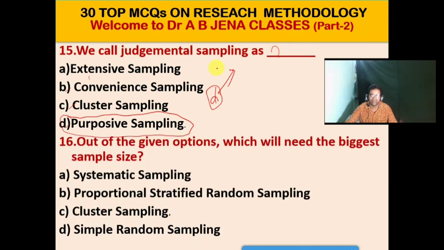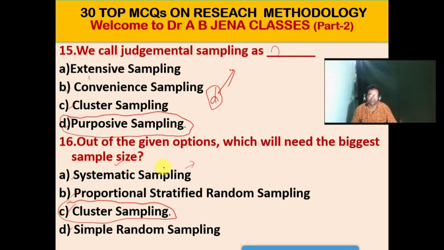So next one MCQ, out of the given options, which will need the biggest sample size? A, it's systematic sampling, B, it's proportional stratified random sampling, C, it's cluster sampling, D, it's simple random sampling. Friends, so C is the right option for this MCQ. So out of the given options, cluster sampling will need the biggest sample size. In a separate video we will discuss in detail what is the meaning of a sample, what is the meaning of sampling, and what are the different types of sampling.